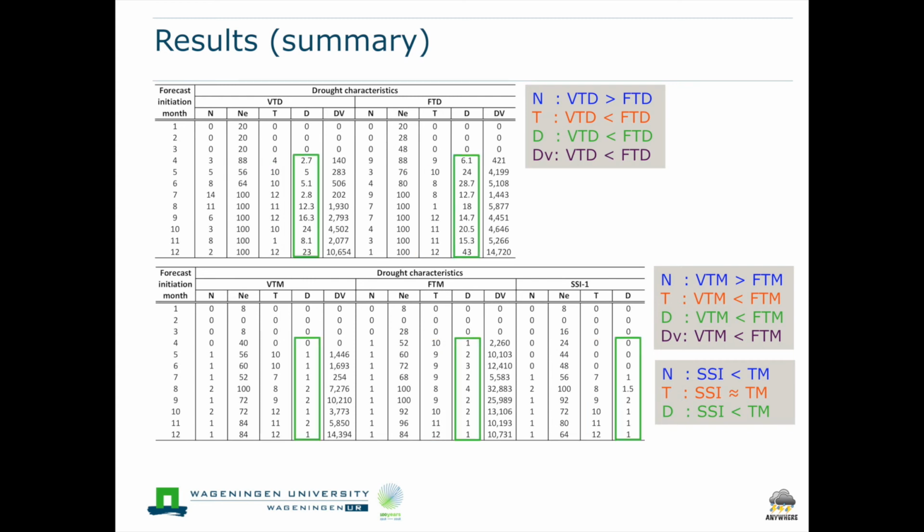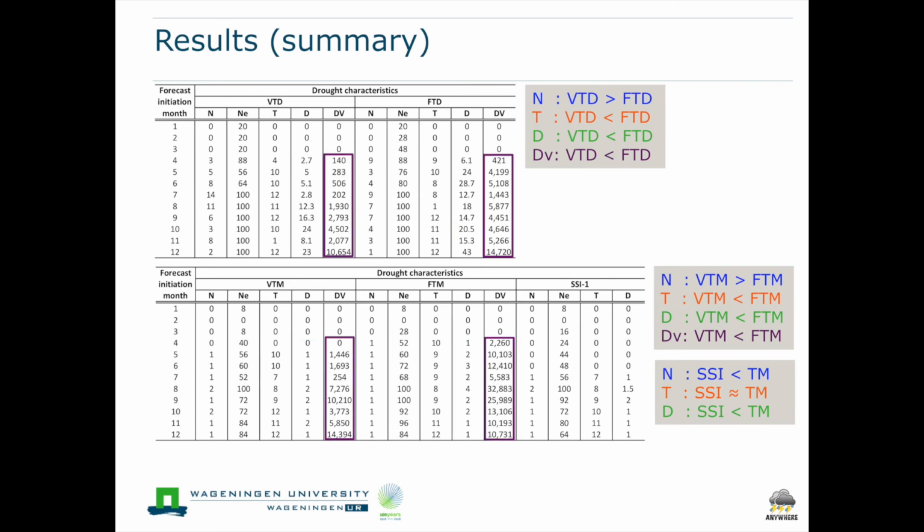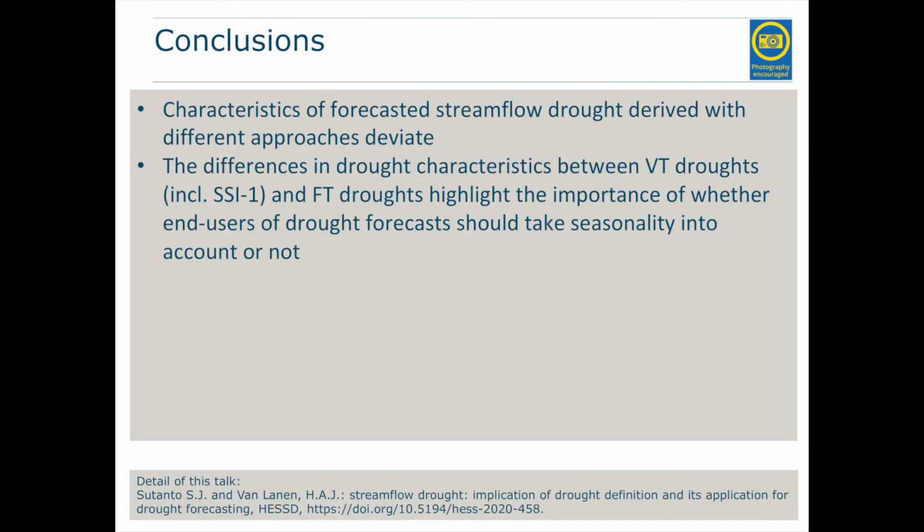For drought duration, the VTD and VTM also forecast shorter drought duration than the FTD and FTM, and the SSI1 overall forecasts lower drought duration than the threshold methods. Lastly, the VTD and VTM also forecast lower drought deficit volume than the FTD and FTM.